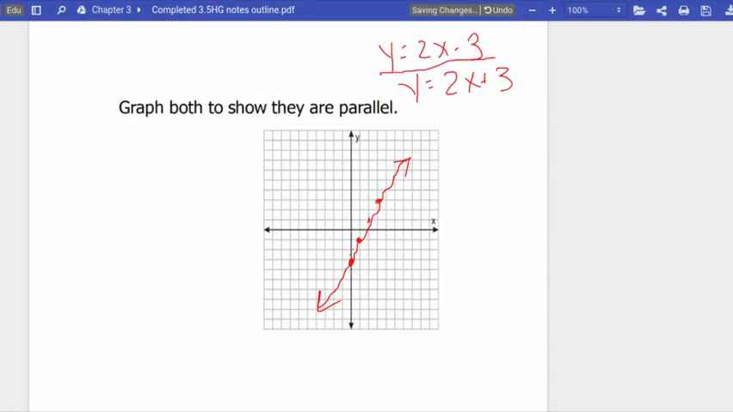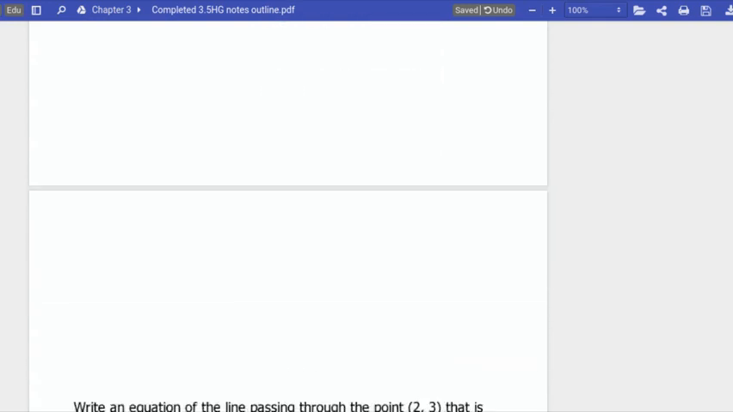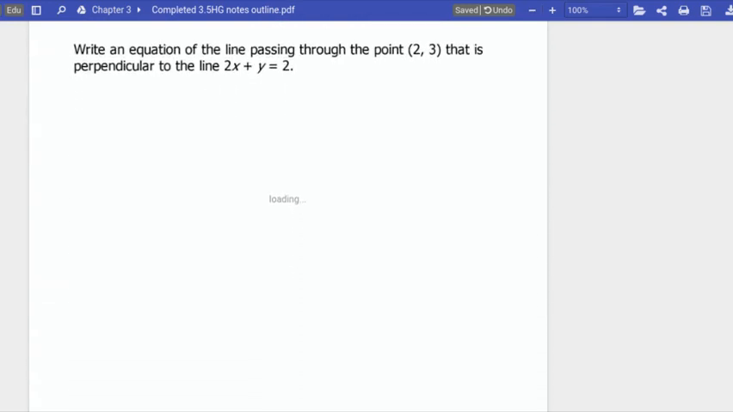So now if I graph y equals 2x plus 3, my y-intercept is positive 3, 1, 2, 3. And then I'd go up 2 over 1, up 2 over 1, up 2 over 1, and connect those. So if these were straight lines instead of wavy, you can see that these are parallel. So that's how you can verify that what you did was correct. Now let's look at an example where we need to go perpendicular.